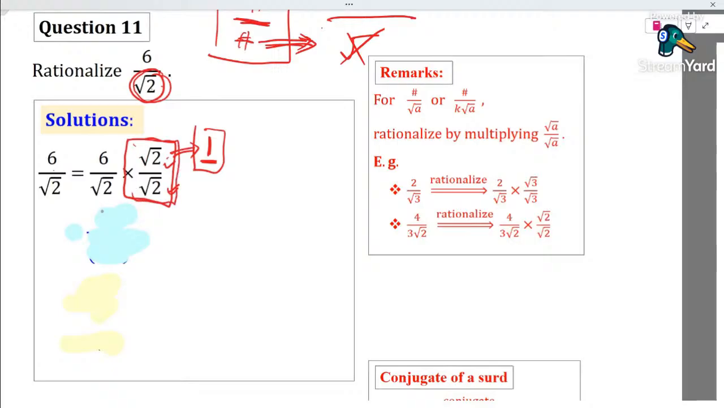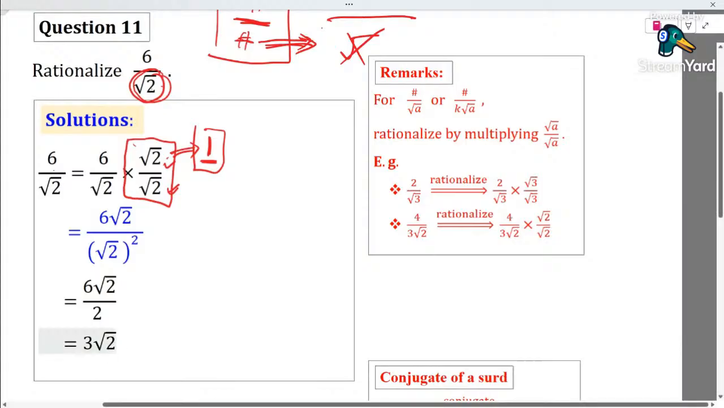Now, continue. What I have now is that on top, 6 multiplied by square root of 2. Bottom, square root of 2 squared. Again, this is typed in blue, because this step can be skipped. After some time, when you see square root 2 multiplied by square root 2, you can instantly tell that it's just equal to 2. And this fraction here, we can simplify, to become 3 square root of 2. End of the story.